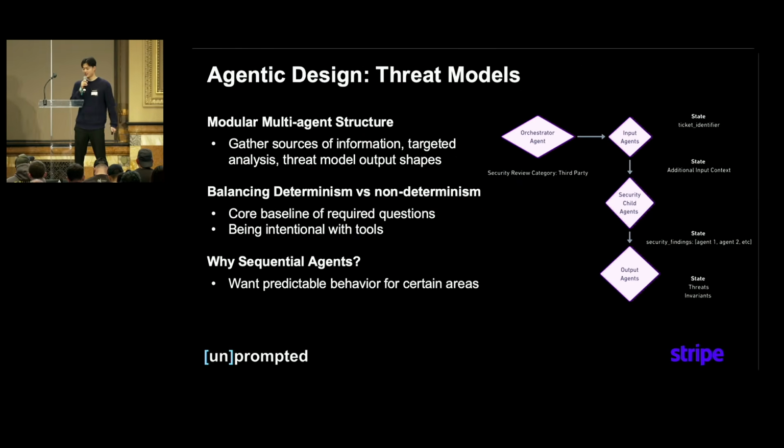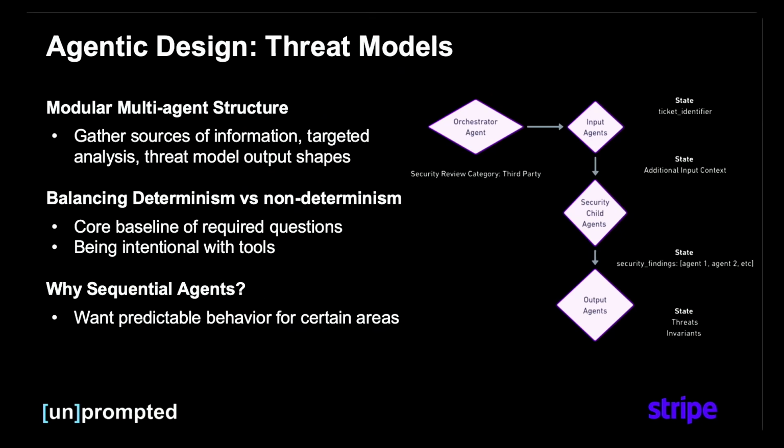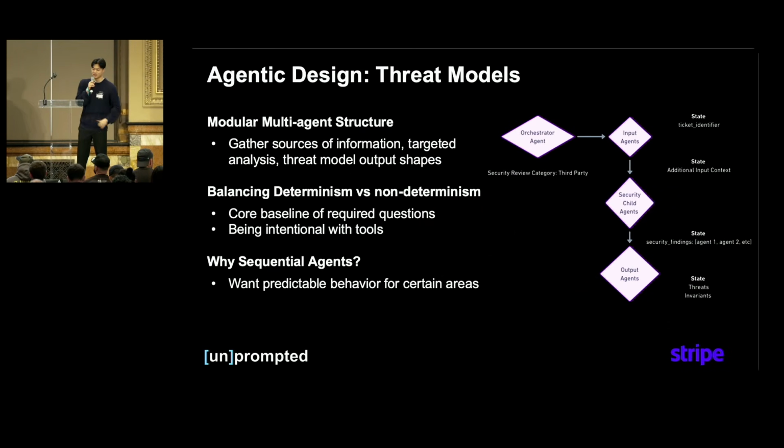And then lastly, these are fed to our output agents, and we'll talk about this a bit more later on, but you can imagine there's different audiences that want different formats. Now, why did we take this more sequential agent approach?